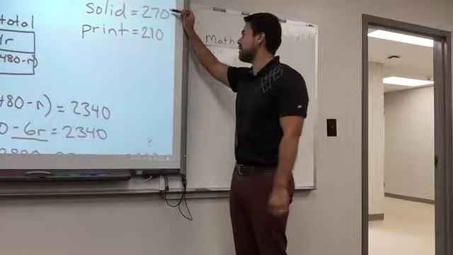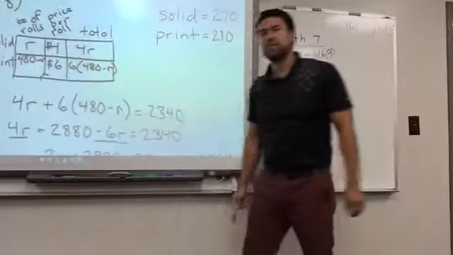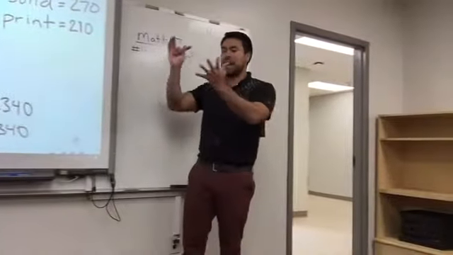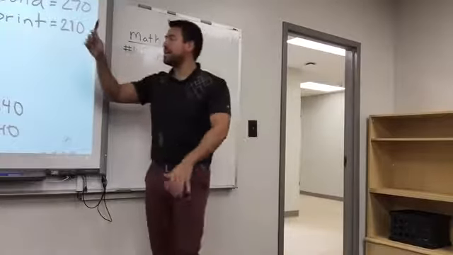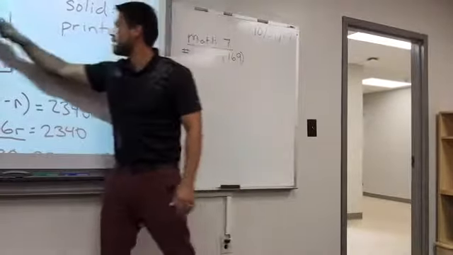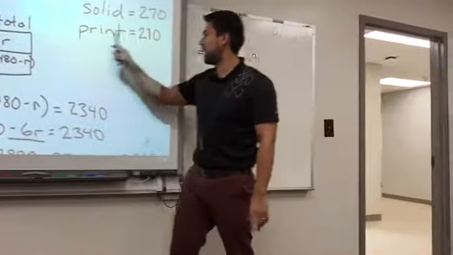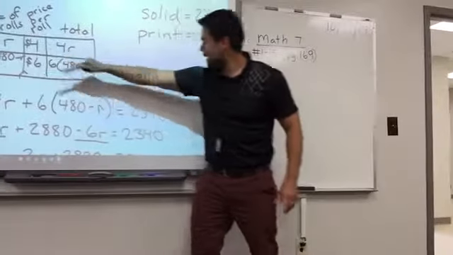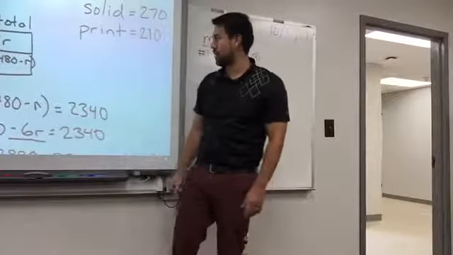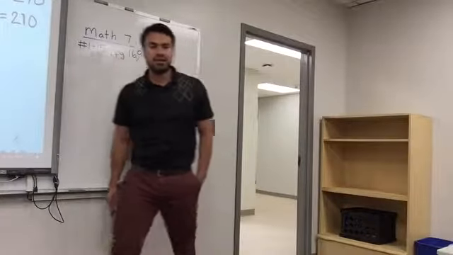Is 270 plus 210 equal to 480? Yes. Okay, so those add up to be 480. And if I wanted to check, this is what I would do. Is 270 times 4 plus 210 times 6 going to give me a grand total of 2340? And the answer is yes. If you're correct, and it is, then you can check it that way.